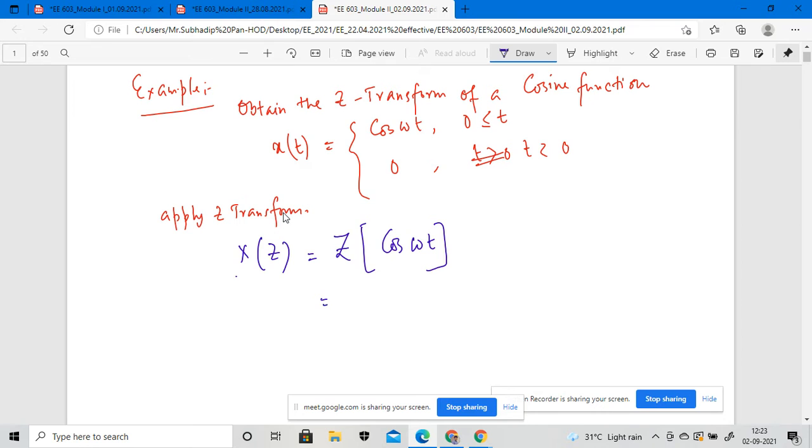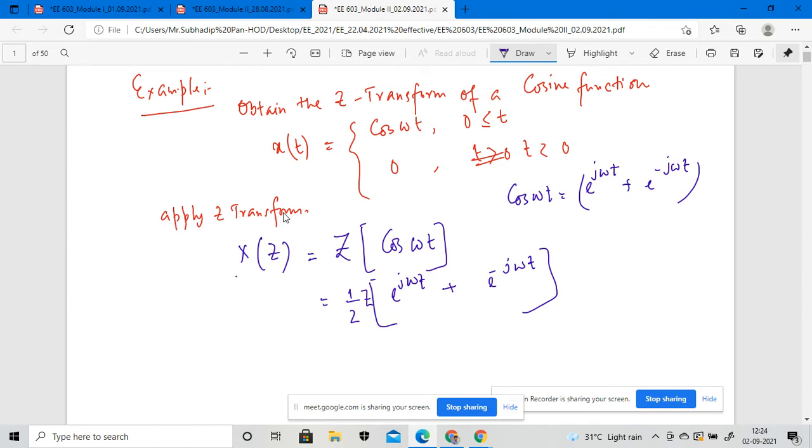Again, if I am applying the Z transformation now, that means half of cos omega t means what? I already told you, cos of omega t as per the mathematical expression is e to the power j omega t plus e to the power minus j omega t, right? Now we have to apply the Z transformation of e to the power j omega t plus e to the power minus j omega t, right? Is it?